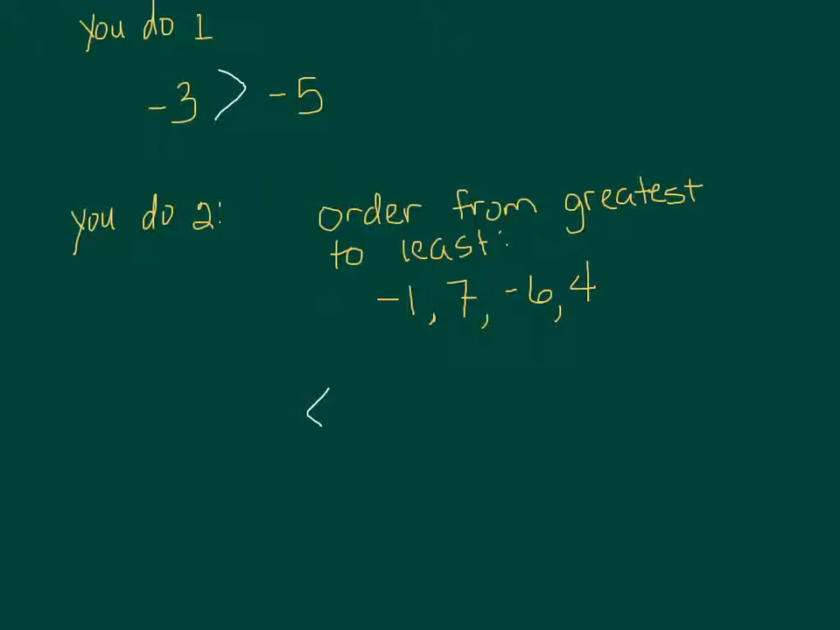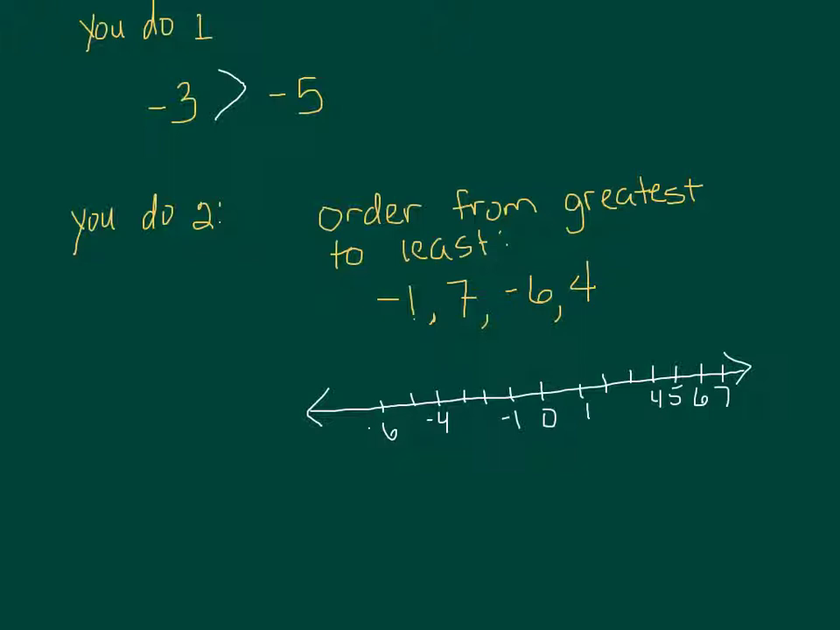Okay, so I'm going to order these greatest to least. 1, 2, 3, 4, -1, -2, -3, -4, -5, -6. Oh, I'm going to need over here 5, 6, 7. Okay, I didn't put all the numbers, but you get the idea. Oh, that's positive. Oopsie.